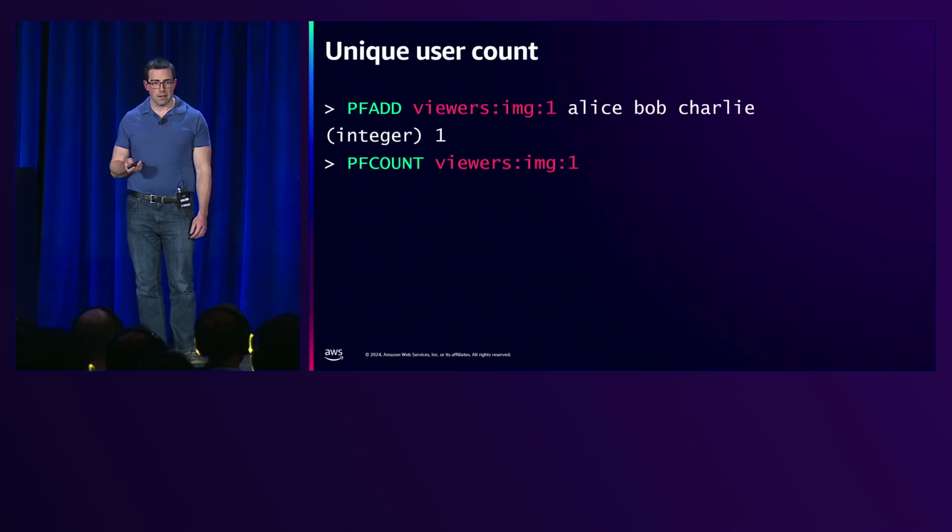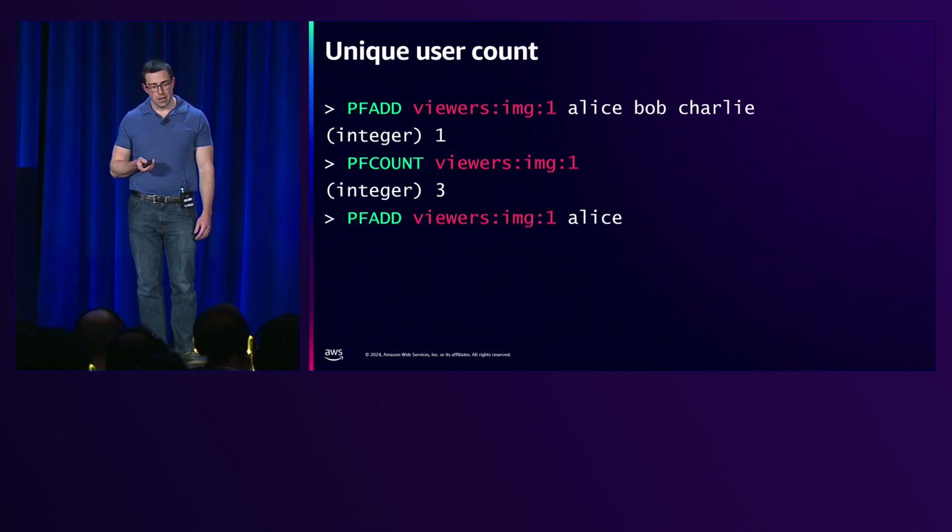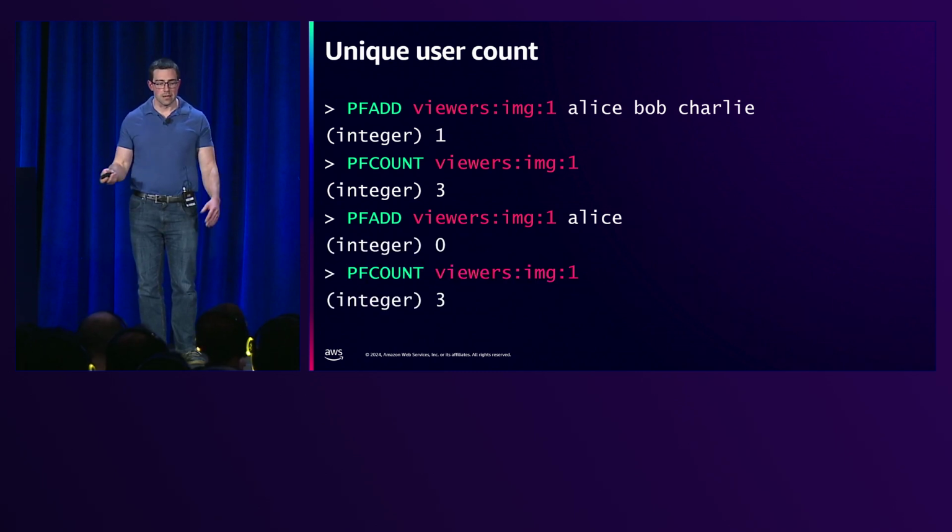If we then use the PFCOUNT command, we can get an estimate of the number of unique viewers. In this case, we get back 3 because there's no error yet. And if we try and add a duplicate to it, we'll get back a 0 because the data structure was not updated, and PFCOUNT would still return the 3 from before.